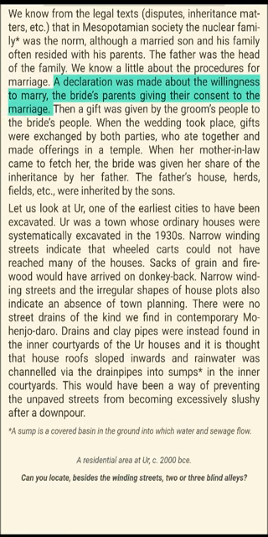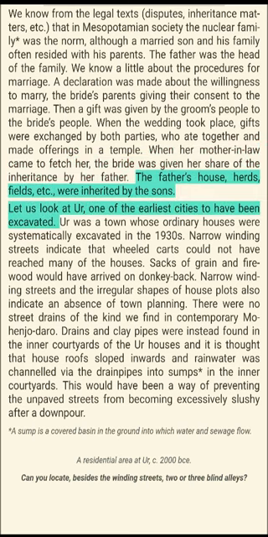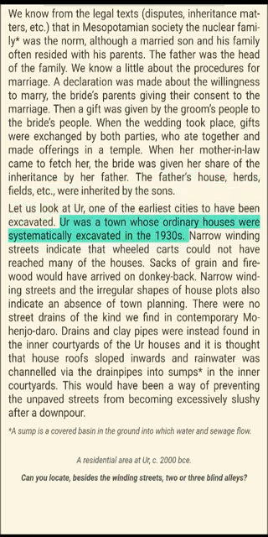We know a little about the procedures for marriage. A declaration was made about the willingness to marry, the bride's parents giving their consent to the marriage. Then a gift was given by the groom's people to the bride's people. When the wedding took place, gifts were exchanged by both parties, who ate together and made offerings in a temple. When her mother-in-law came to fetch her, the bride was given her share of the inheritance by her father. The father's house, herds, fields, etc., were inherited by the sons.